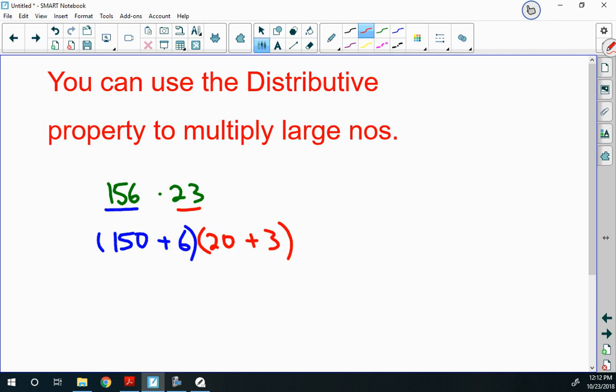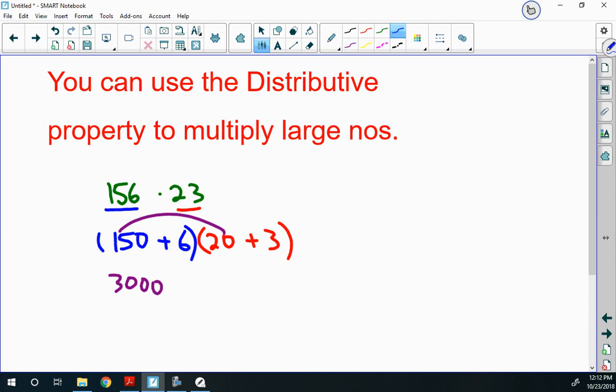Okay, so let's think about foiling. The F part, the purple rainbow, 150 times 20. You might not know 150 times 20. I don't, but I sure as heck know 15 times 2. 15 times 2 is going to be 30, and there's 2 more zeros. So I got to throw in 2 more zeros. So I get 3,000 from my purple rainbow.